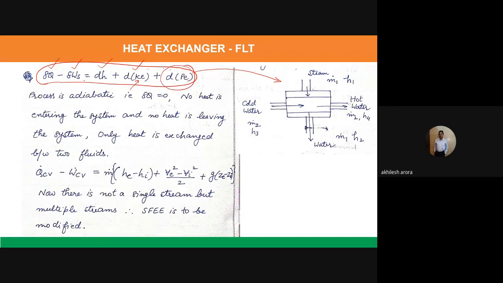When we talk about a heat exchanger, we say that the heat is being exchanged between these two fluids, and no heat is going out of the heat exchanger or coming into the heat exchanger. So that is basically the condition. The process is actually adiabatic, because no heat is entering the system and no heat is leaving the system. Only heat is being exchanged between the two fluids, which are shown here as steam and water.